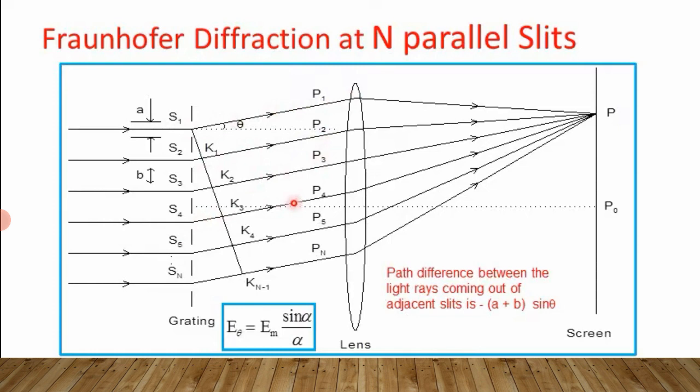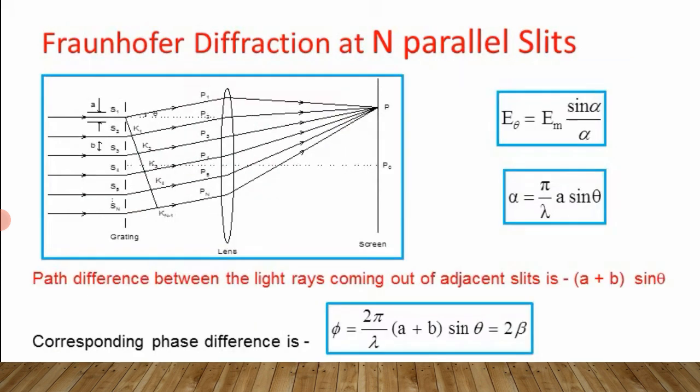The ray diffracted through an angle theta is incident at point P on the screen, and now we want to calculate the resultant intensity at point P. The path difference between S1P1 and S2P2 is S2K1, which is equal to (a plus b) sin theta. Then E theta is equal to Em sin alpha upon alpha, where alpha is equal to pi upon lambda a sin theta. The phase difference between the light rays coming out of adjacent slits corresponds to (a plus b) sin theta.